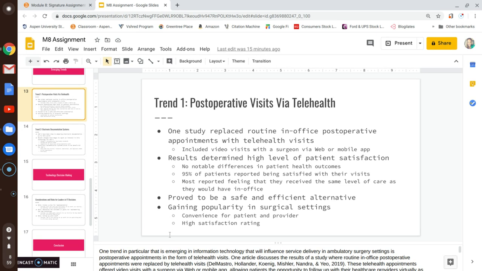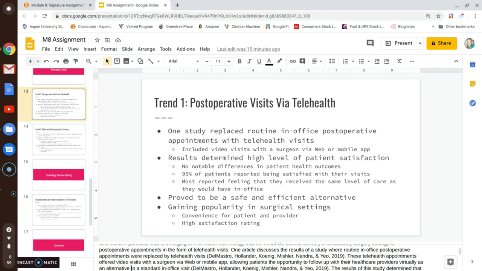Trend 1, postoperative visits via telehealth. One trend in particular that is emerging in information technology that will influence service delivery in ambulatory surgery settings is postoperative appointments in the form of telehealth visits. One article discusses the results of a study where routine in-office postoperative appointments were replaced by telehealth visits.